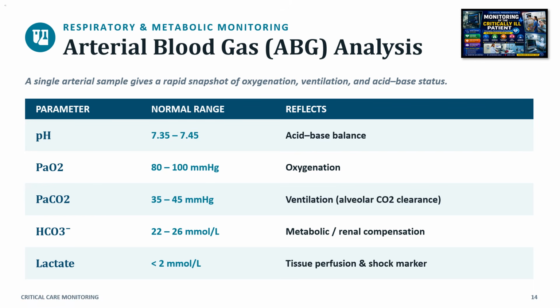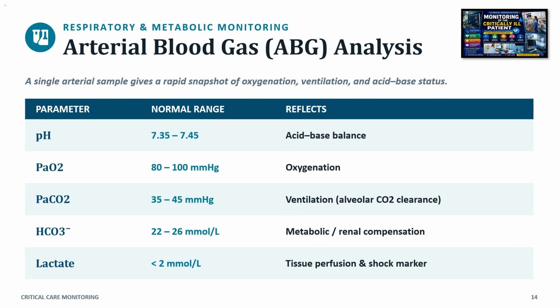Respiratory and metabolic monitoring. Arterial blood gas (ABG) analysis. A single arterial sample gives a rapid snapshot of oxygenation, ventilation, and acid-base status. This helps assess gas exchange and metabolic state quickly in critically ill patients. Parameters. pH, normal range 7.35–7.45, reflects acid-base balance. This shows whether blood is too acidic or too alkaline, indicating metabolic or respiratory disturbance.